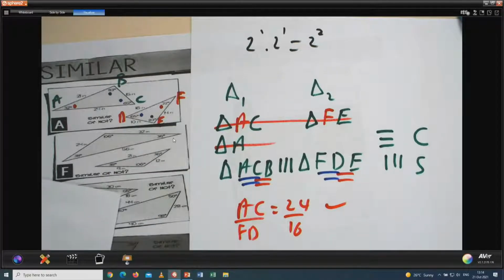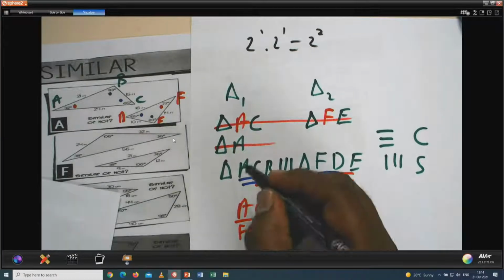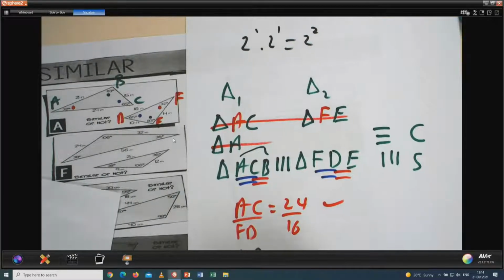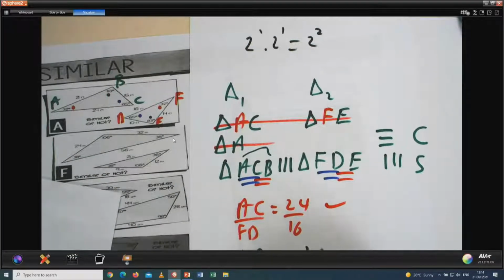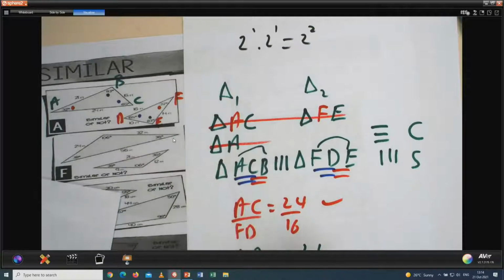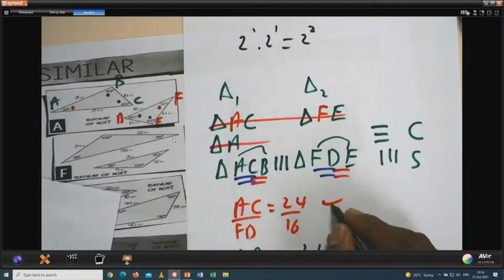Then let's choose which one now. AB. AB is this one. What is AB equal to there? 21. Then obviously on this side we choose FE. What is FE? 14.